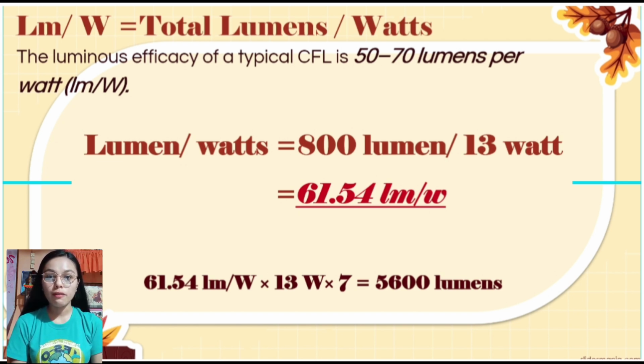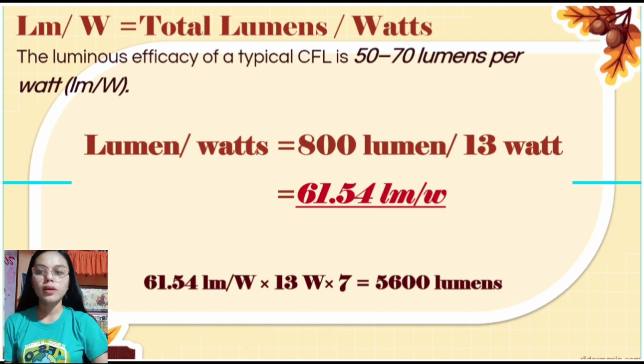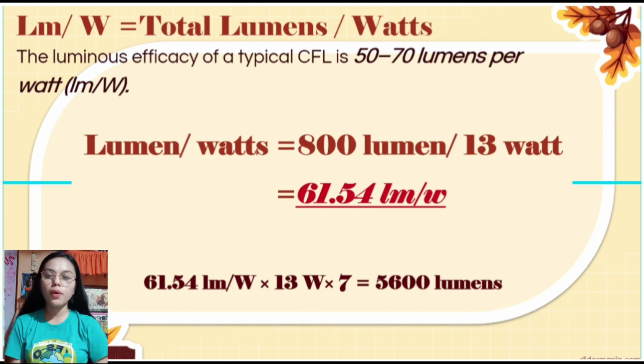So, atong gamito na po ng formula nga Lm over W is equivalent to total lumens all over watts. So, given nga 800 lumens daw ang 13 watts, so 800 lumens all over 13 watts is equivalent to 61.54 lumens per watts. Okay, naa ko nun tayo, 61.54 nga luminous efficacy or Lm per W.